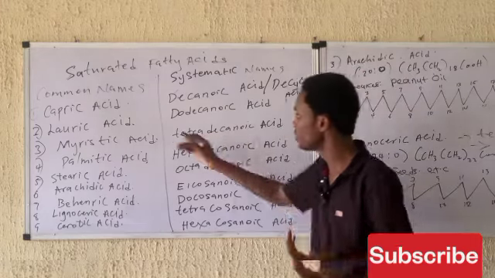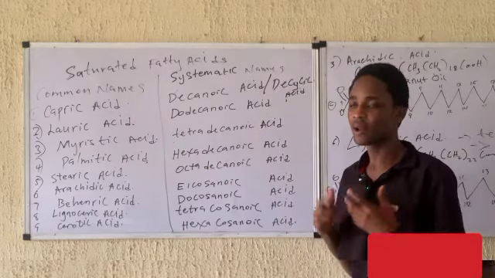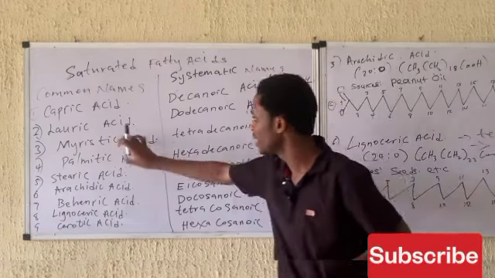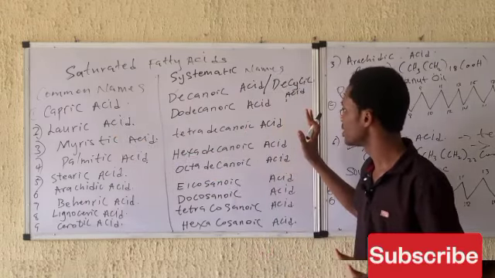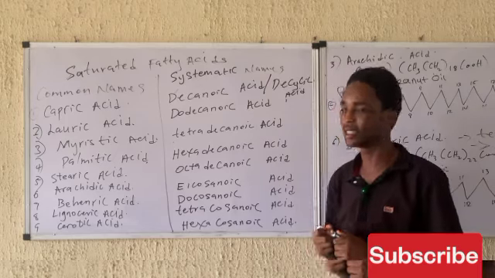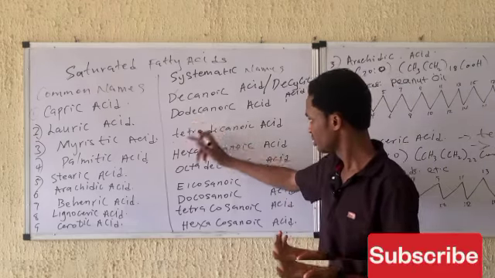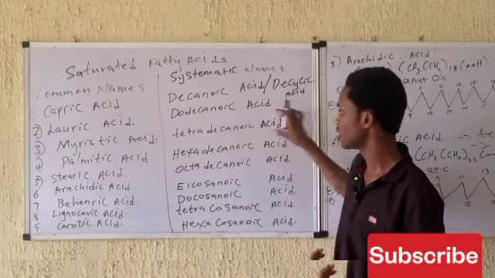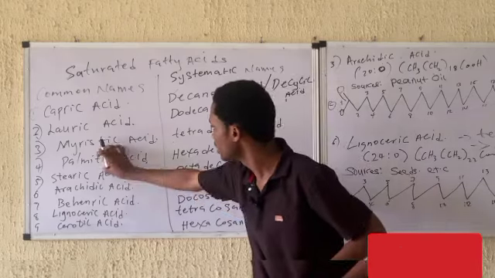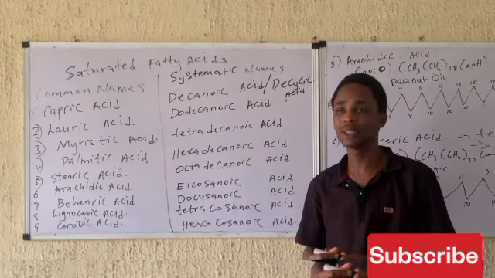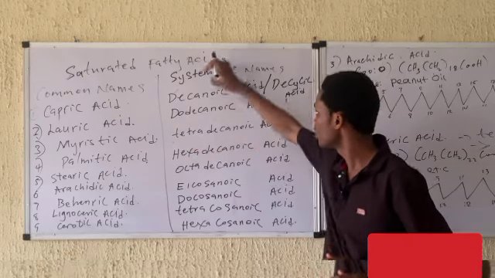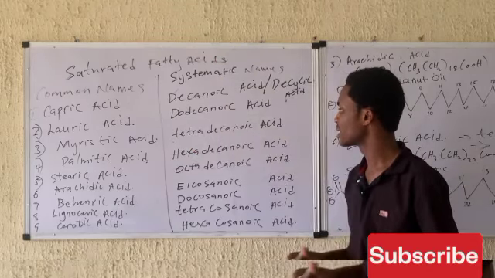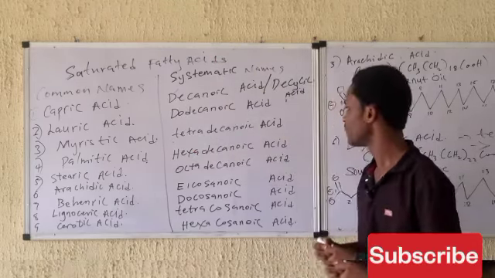Lauric acid has 12 carbon atoms. The third here is myristic acid as the common name, while the systematic name is tetradecanoic acid, because it is 14. Tetra is 4, right? While decanoic is 10. Now, the fourth here is palmitic acid, the common name, while the systematic name is hexadecanoic acid.